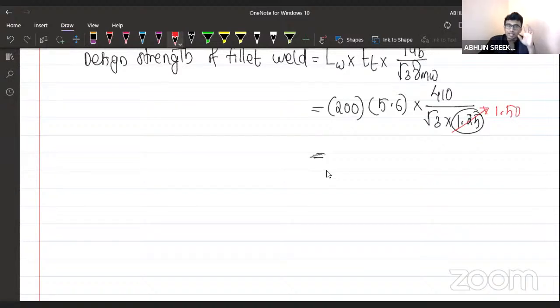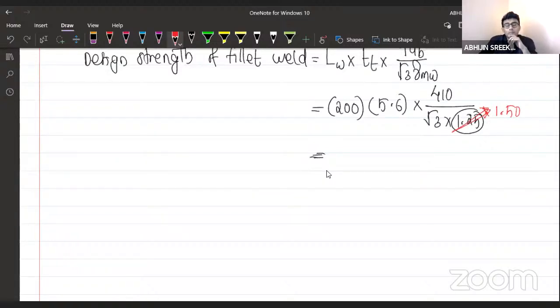In bolted connection, everywhere it was 1.25. Here in welded connection, for shop weld, it is 1.25, but for site weld, it has to be taken as 1.5, not 1.25. This is a common mistake students usually make, right? So I'm making this mistake for you people not to repeat this in the examination hall. Okay, so this is 1.5.